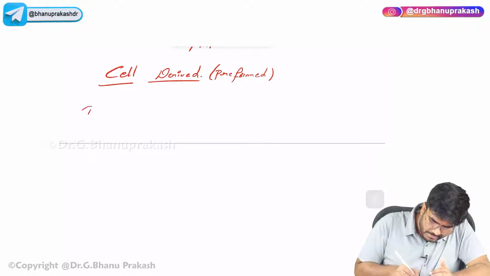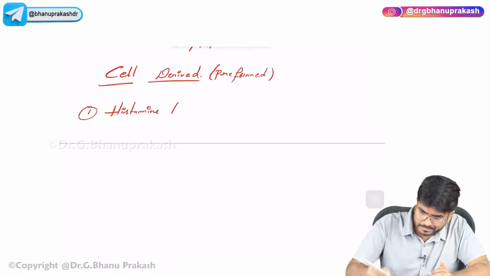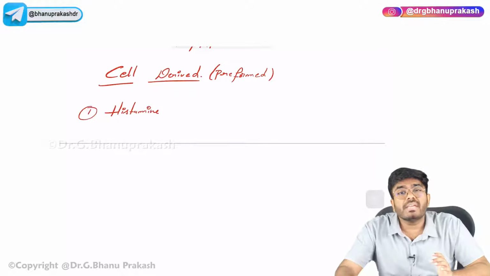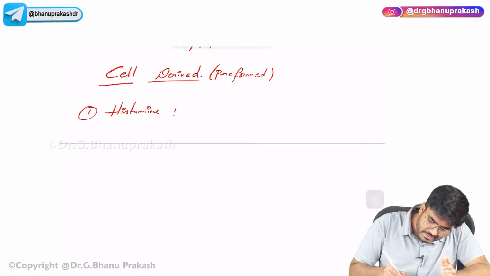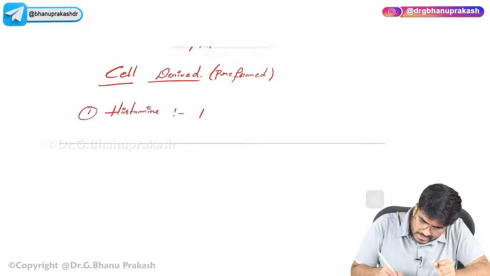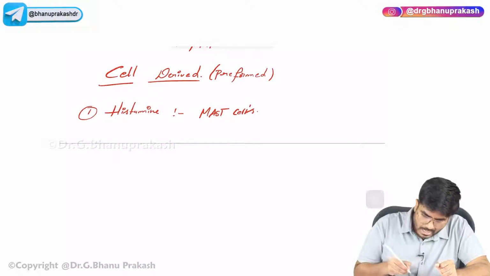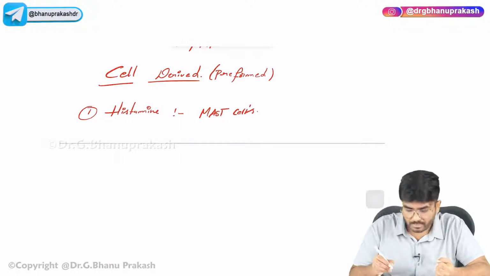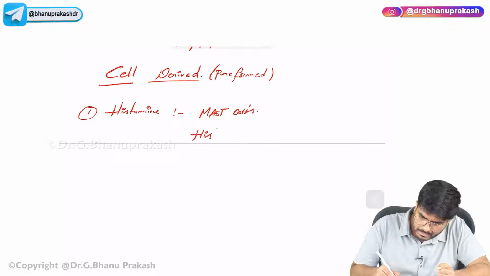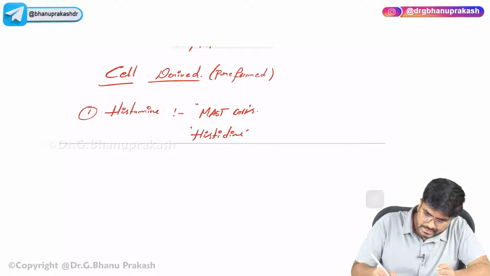What is the most important? The first thing is histamine. What is the major source of histamine in the body? The major source of histamine in the body is mast cells. Mast cells release histamine. And this histamine is derived from which amino acid? Biochemically, it is derived from the amino acid histidine.